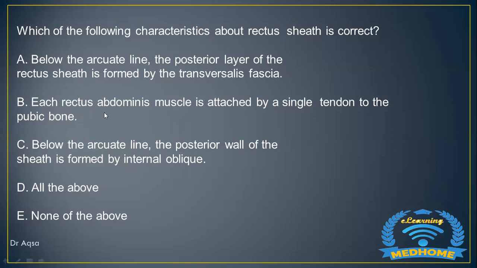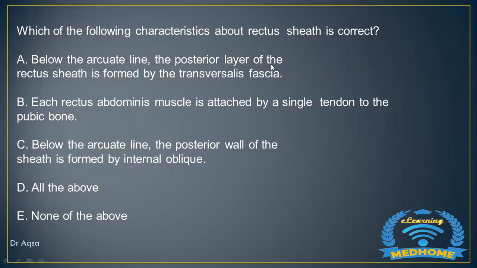Each rectus abdominis muscle is attached by a single tendon to the pubic bone. No, it is not attached to the pubic bone, first of all. It is attached to the tubercle. Yeah, pubic tubercle. Exactly. And C? Below the arcuate line, the posterior wall of the sheath is formed by, no, it's not formed by internal oblique. It is formed by the fascia of three muscles. So the correct option is? None of the above. Yeah, excellent. The correct answer is none of the above. But why? I'll tell you.